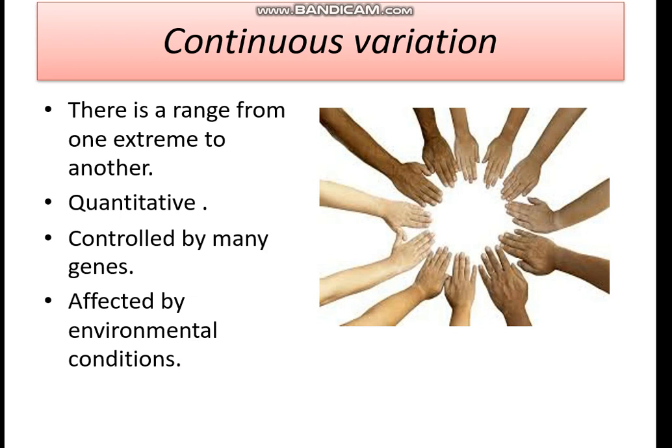So we can say that in continuous variations, there is a range that exists between different extremes. There is a quantitative value for each variation. Like in heights there is a quantity. Similarly, when it comes to skin shade, there is a range. And then we say that continuous variations are controlled by a number of genes and they are affected by environmental conditions as well.